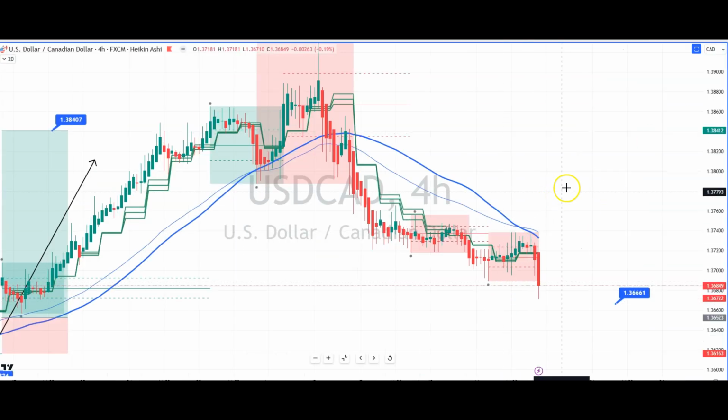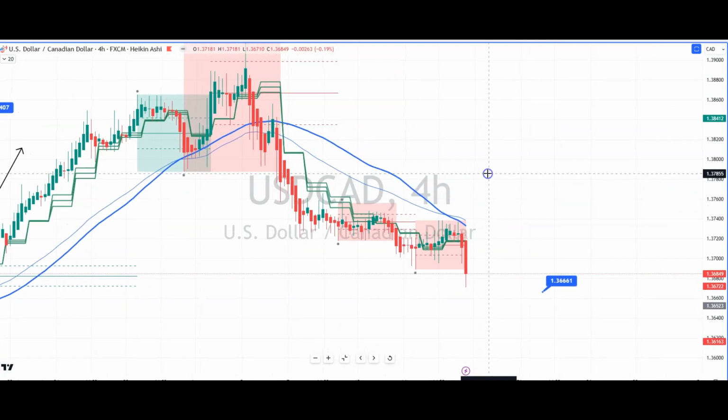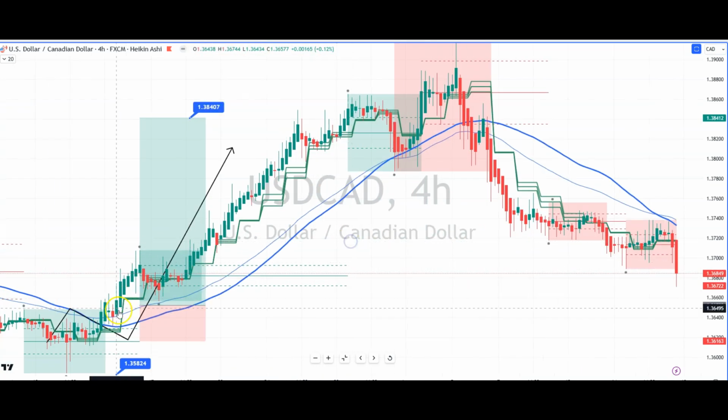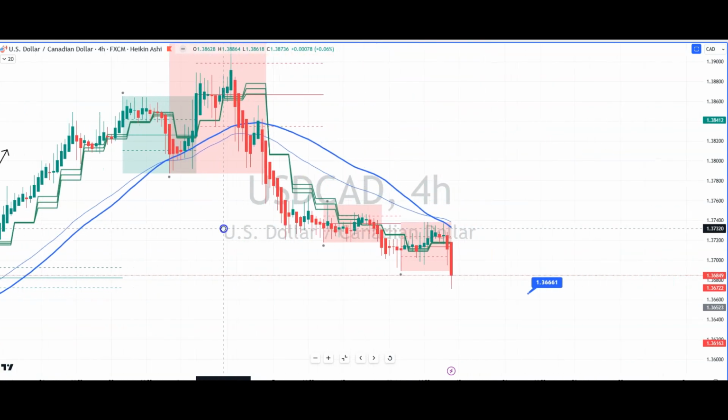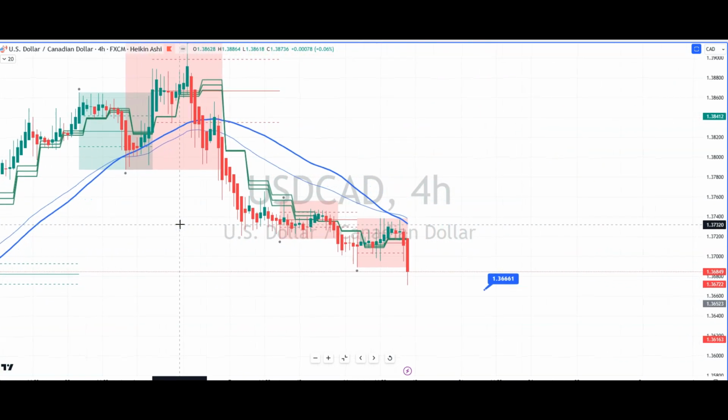So in this instance, we're looking at the US Canadian, which is parabolic to the downside. You can see it very clearly. It was parabolic to the upside, and very clearly you can see where your trade should be and in what direction. So you've got the market structure as indicated by the pivots.